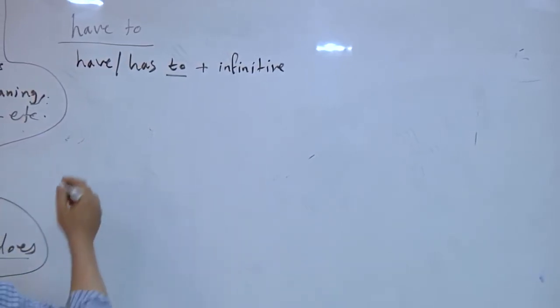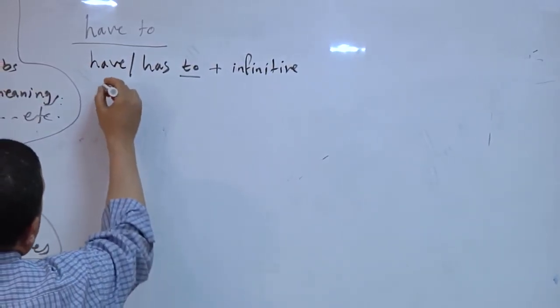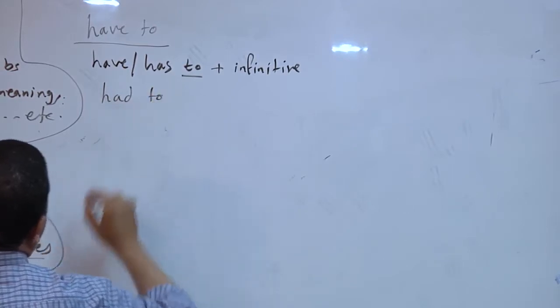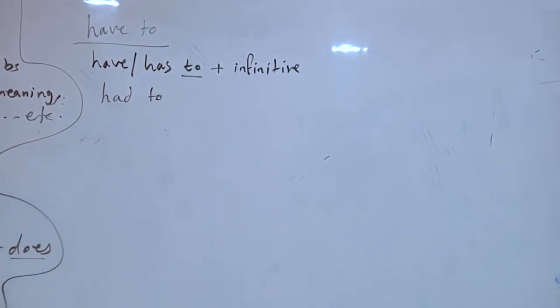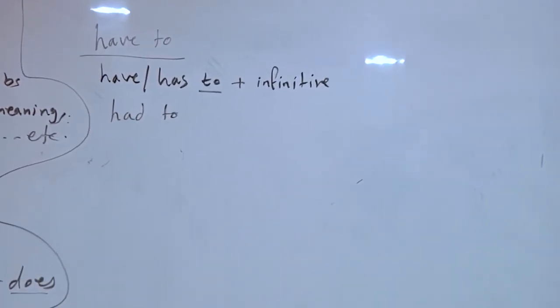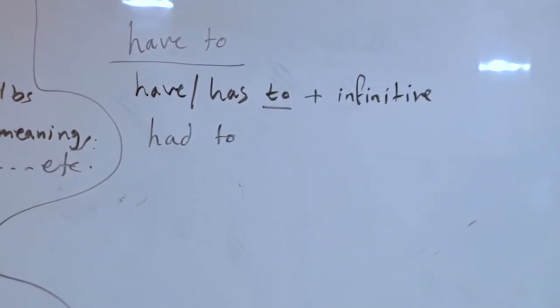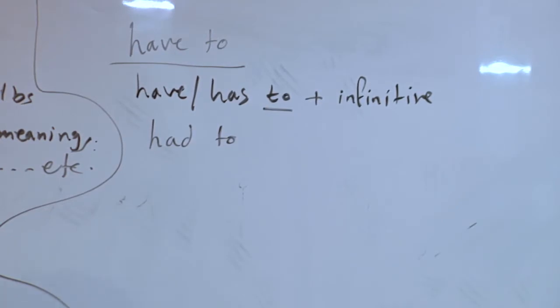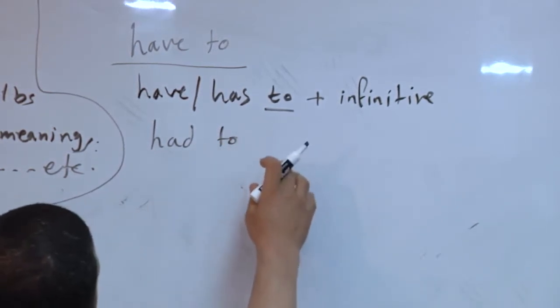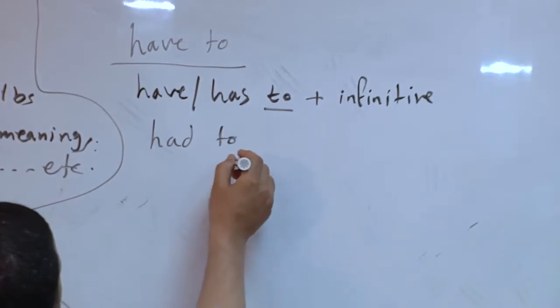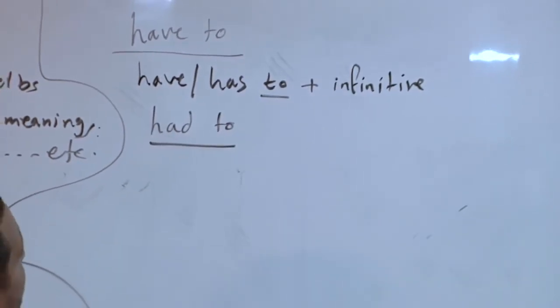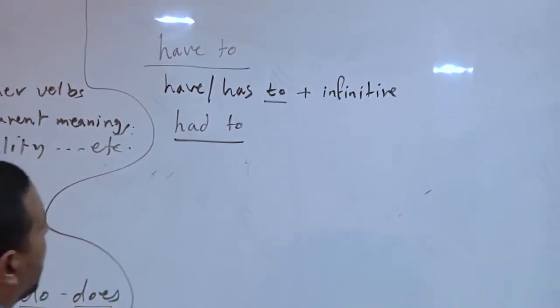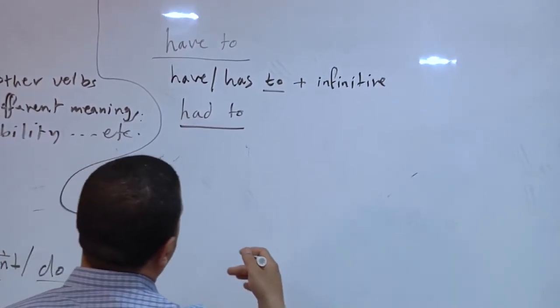This is the form. In the past, we use had to. So this is an exception to the rule. Have to, the past is had to. Have, has to, plus infinitive. Had to is the past form of have to. We have more examples actually concerning this.